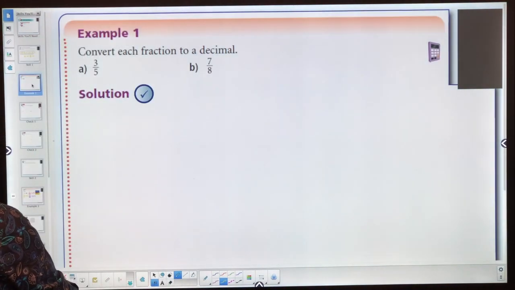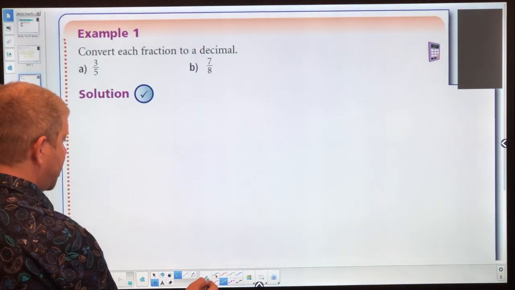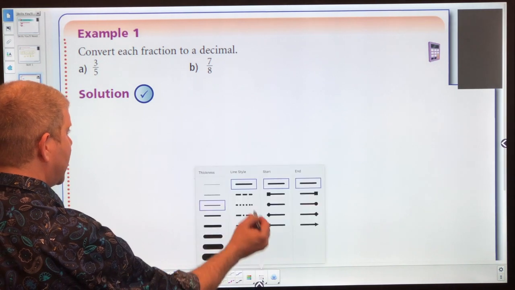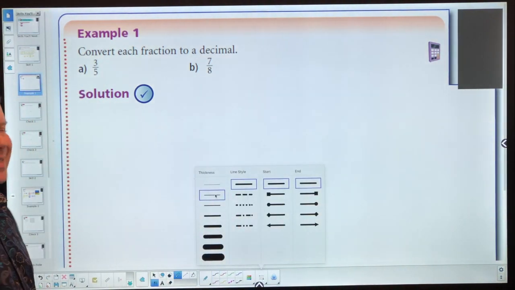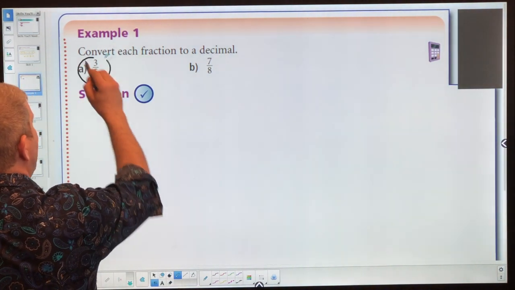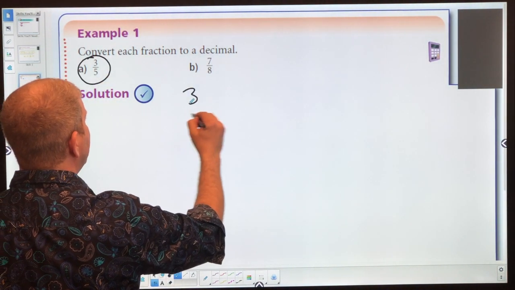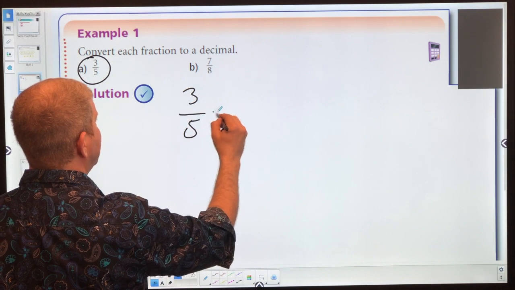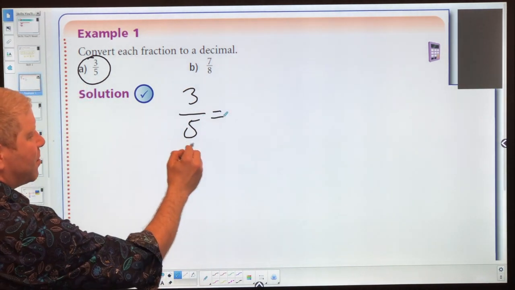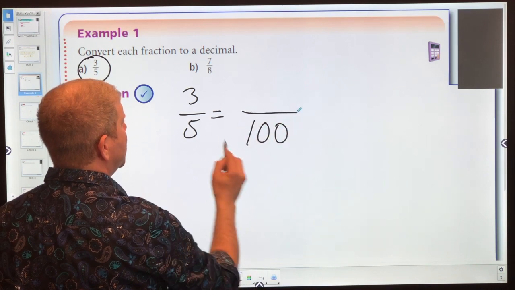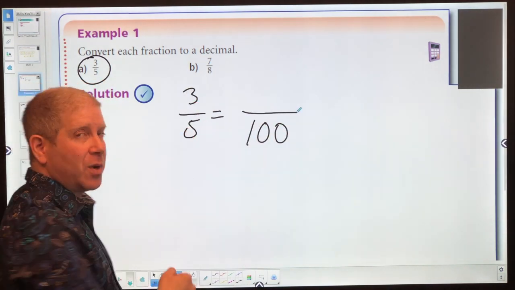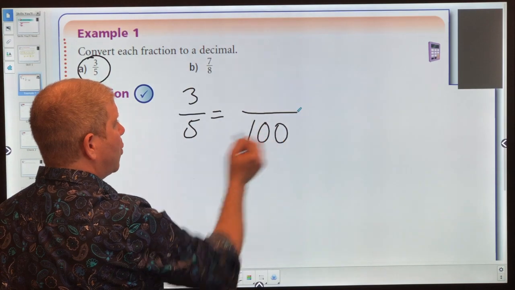Let's go to example number one. I'm going to change my pen here, make it a little thinner. Here we go. Convert each fraction to a decimal. We're going to start with 3 over 5. So if you have 3 over 5, the first question you want to ask yourself is, can we convert 5 easily to 100? Because what we want is to convert 3 over 5 into an equivalent fraction that is over 100.